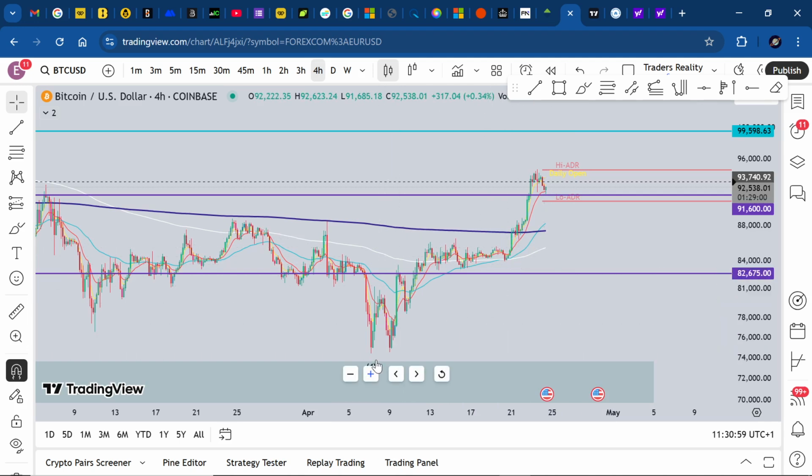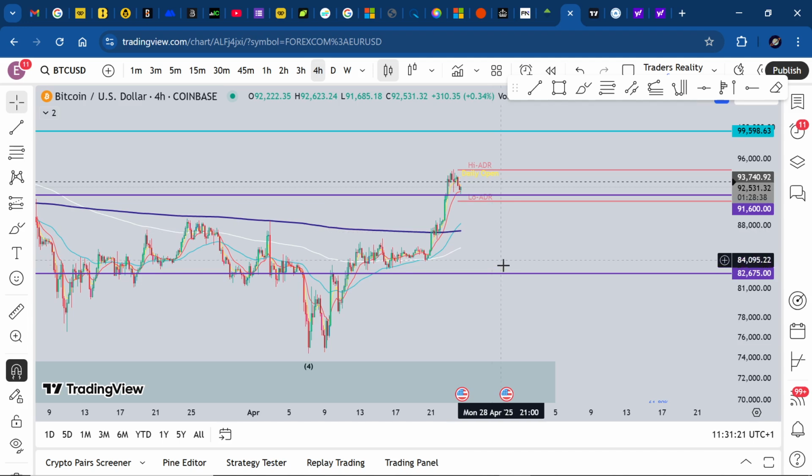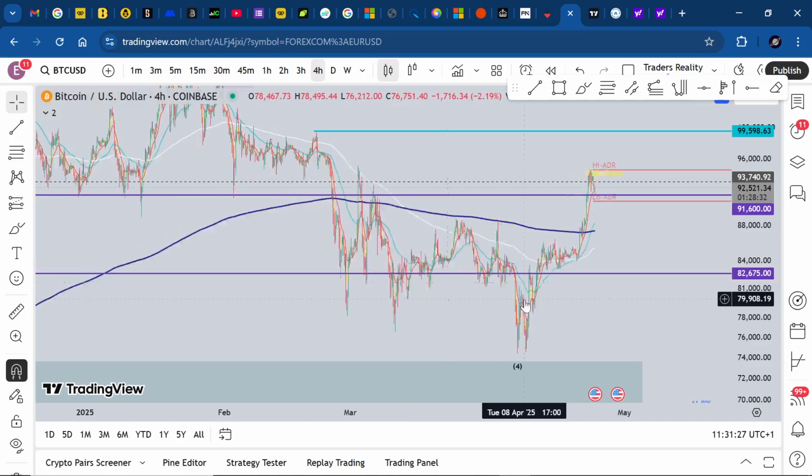And currently, my count here more suits an A, B, and a C than a 1, 2, and a 3. And I wish it was a 1, 2, and a 3, but currently it's A, B, C. Doesn't mean we're not going to continue higher. This could be a 1 and a zigzag, then a 2, 3, 4, 5 leading diagonal, A, B, C, and then get the third wave up.